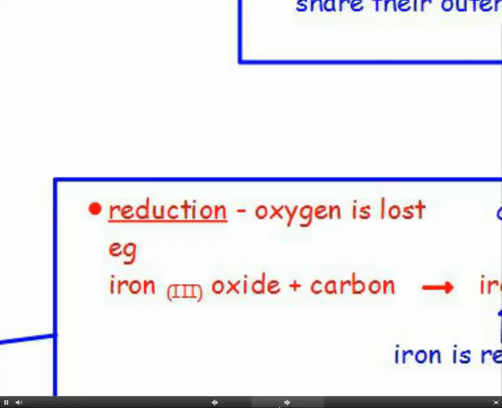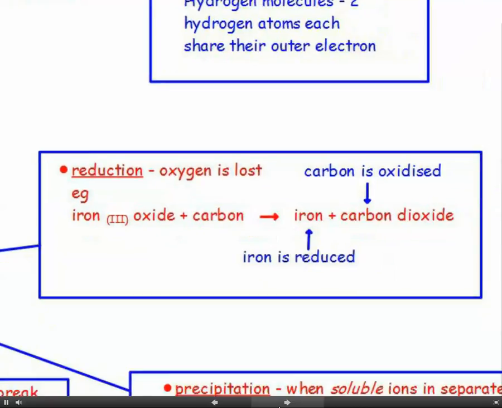Reduction. In a reduction reaction, oxygen is lost. So it's kind of the opposite of an oxidation reaction. An example of a reduction reaction, we've got iron(III) oxide being heated with carbon, forms iron plus carbon dioxide. The iron is reduced because it loses oxygen, and at the same time in this reaction the carbon is oxidized because it gains oxygen.